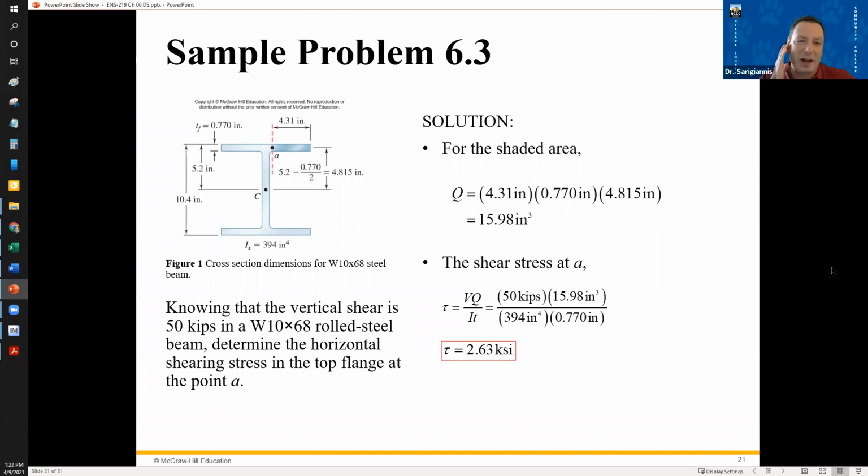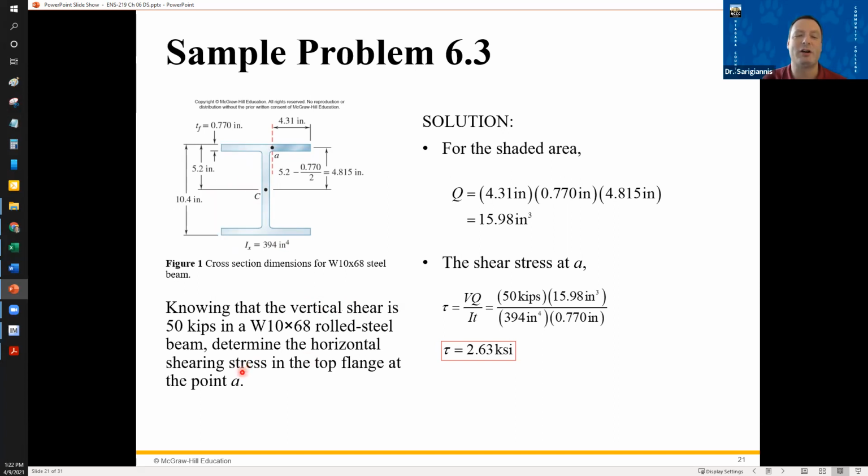All right, let's look at sample problem 6.3. We're going to just do this in the slides because it's fairly straightforward. So we know the vertical shear is 50 kips. That's the vertical shear V in a W10 by 68 rolled steel beam. If you're given this problem, you're going to go to your appendix and you're going to be able to look up things like the moment of inertia, 394 inches to the fourth about the centroidal x-axis. You can look up all the dimensions.